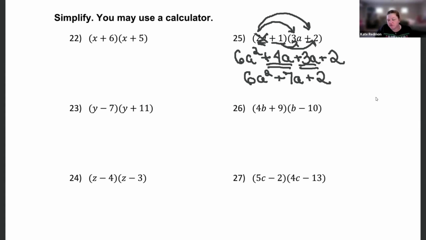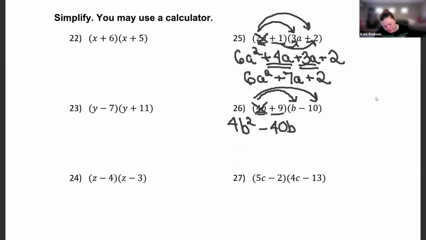26, the quantity of 4b plus 9 times the quantity of b minus 10. First term in the first grouping is going to pass out to every term in the second grouping. 4b times b is just 4b squared. Remember when you multiply, that's when we see those exponents start changing. 4b times negative 10. Remember when we multiply, we read that as negative. So 4b times negative 10 is negative 40b. I'm done passing out 4b.